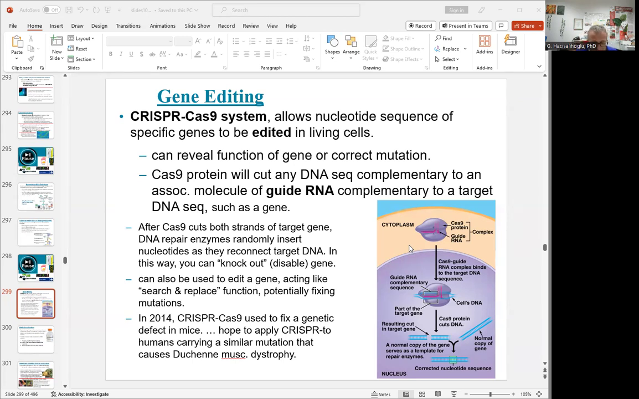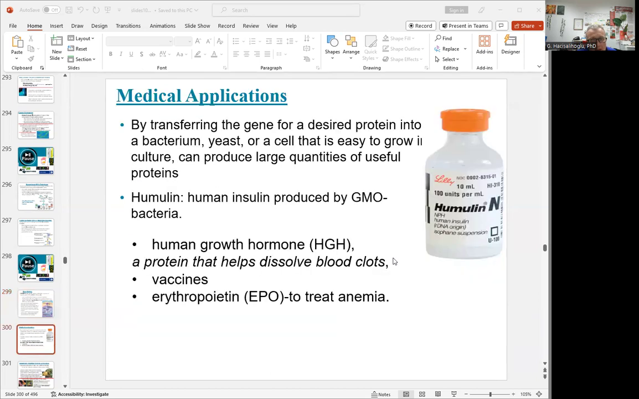So using CRISPR-Cas9 genetic scissors, the cutting with the Cas9 and repairing using some repairing enzymes, and then let the mutation knock out, maybe disable a specific gene. Also, you can knock out a disabled gene or mutation, possibly alter, edit a living cell. That's gene editing, right?